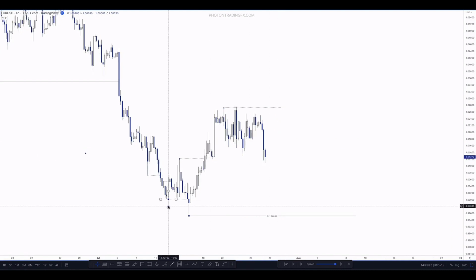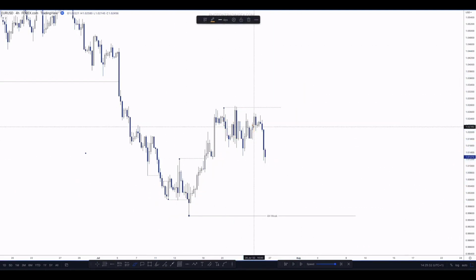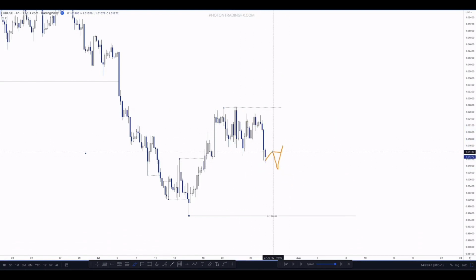But remember, at this point, what we're expecting from an internal structure perspective, we're just expecting that pullback and then looking to go. So kind of when we clear out of this mess, now what you can start to think about is, okay, now change of character would be a bit more useful to look for. Because if we came down like this, we had a fractal pullback, and then we got a bullish change of character here, what would that signal? That would signal the end of the internal pullback. And now change of character becomes a bit more of useful information, right?